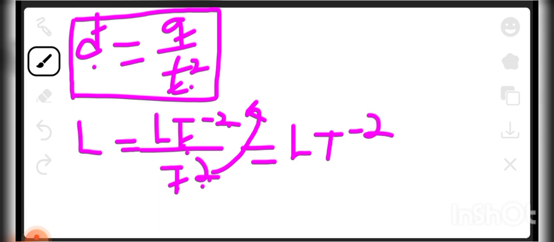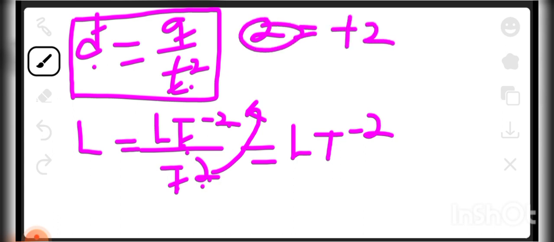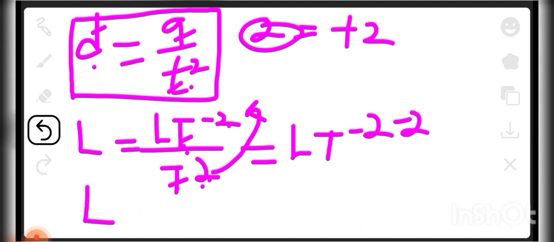If this 2 moves up, it will change from plus to minus, because 2 is the same thing as plus 2. Any number that doesn't have a sign is positive. Take note. So if it moves up now, it will change to negative 2. So that we'll be having L is equal to LT raised to power minus 4. We have 3 raised to power minus 4, but there's no 3 raised to power 5 there.